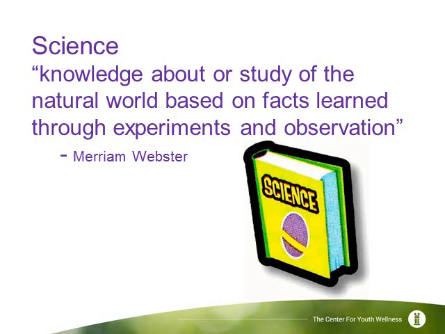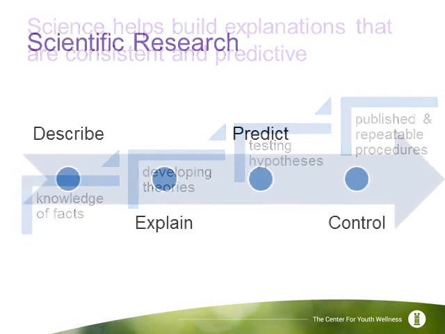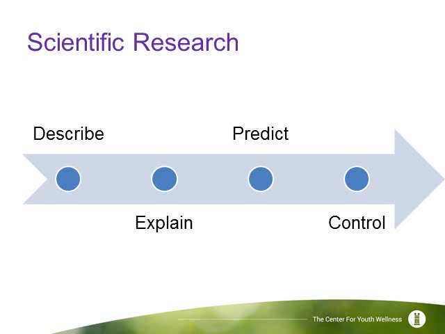According to the definition in the dictionary, science is knowledge about or the study of the natural world based on facts learned through experiments and observation. Science helps build explanations that are consistent and predictive. Science is based on knowledge of facts, developing theories, testing hypotheses, and published and repeatable procedures. The goal of scientific research is to describe, explain, predict, and potentially manage or fix a phenomenon. In our case, we want to be able to describe, explain, and predict what toxic stress is. Our goal is to be able to create interventions to help fight against it.